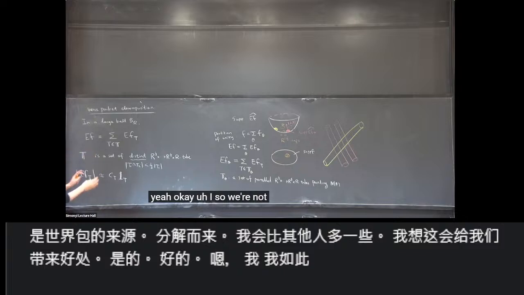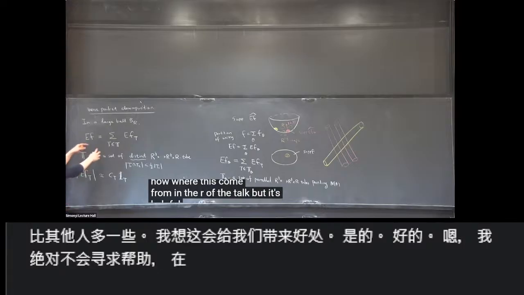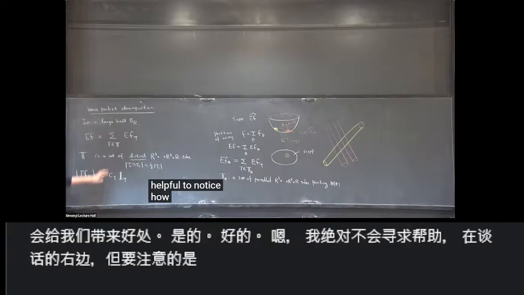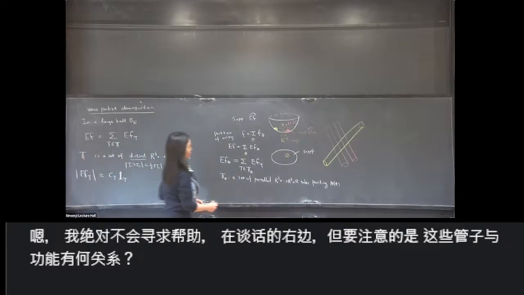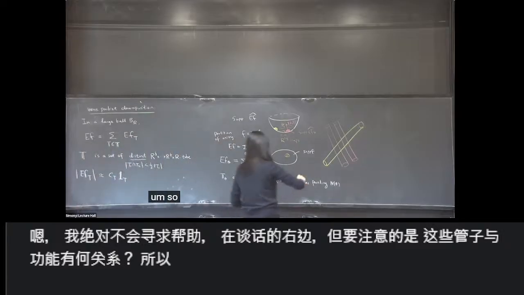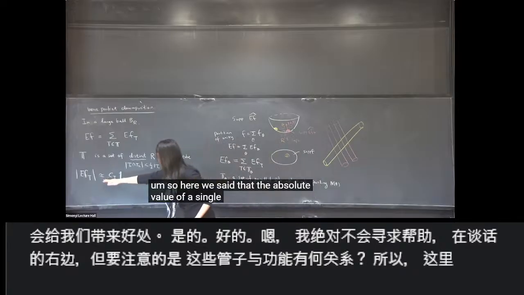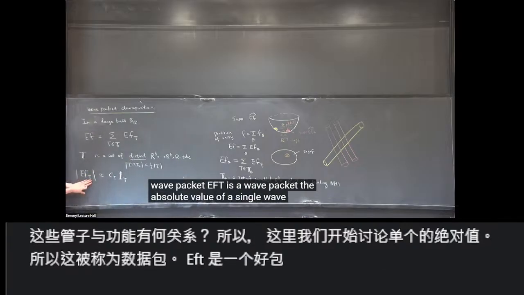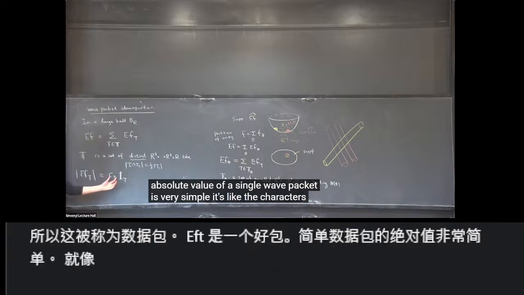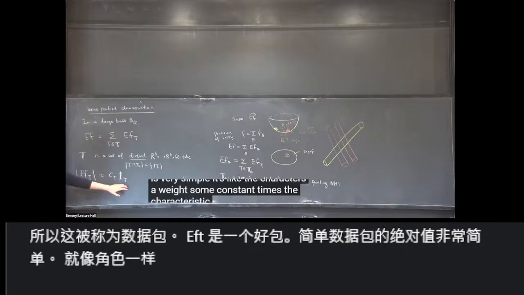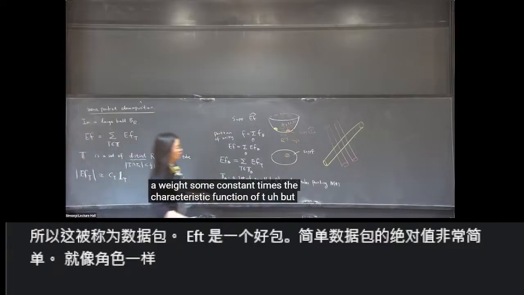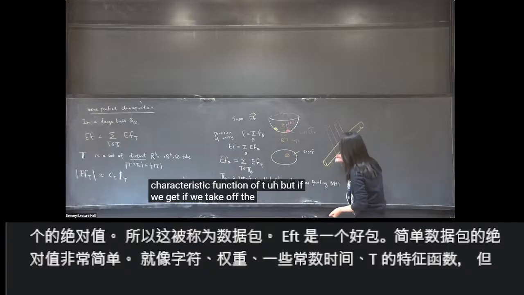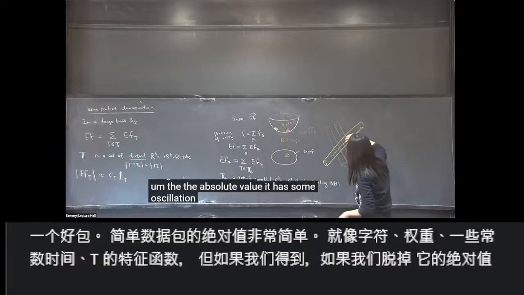So we're not going to use where this comes from in the rest of the talk, but it's helpful to notice how the tubes are related to the function. So here we said that the absolute value of a single wave, this is called a wave packet, EFT is a wave packet. The absolute value of a single wave packet is very simple. It's some constant times the characteristic function of T. But if we take off the absolute value, it has some oscillation on it.